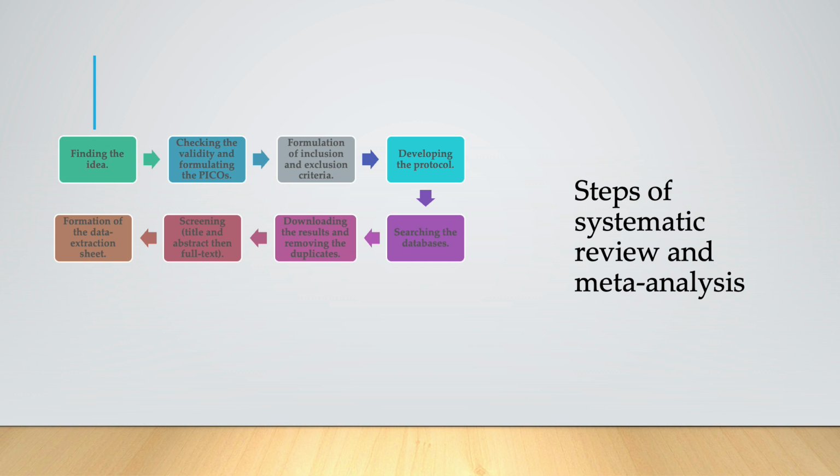Then formulating the data extraction sheet. We have 3 data extraction sheets and 1 for the analysis. The 3 are the summary sheet, baseline characteristics sheet, and outcome specification sheet. From the outcome specification sheet, we extract the main data we need to include in the first plot, if it's applicable as a systematic review and meta-analysis.